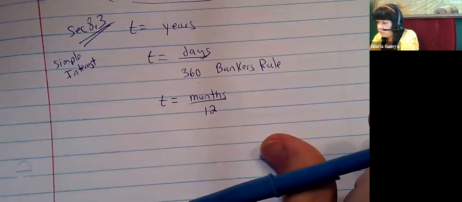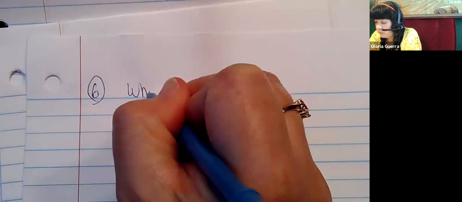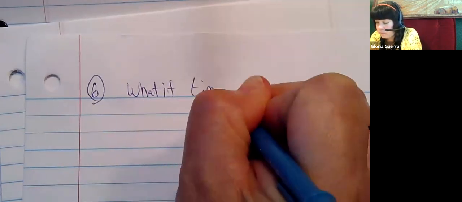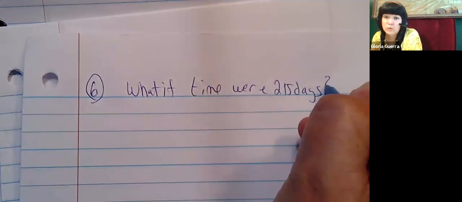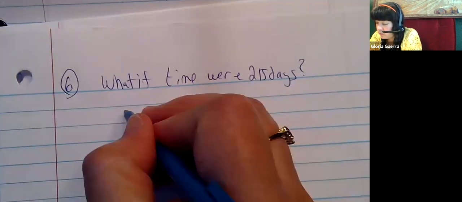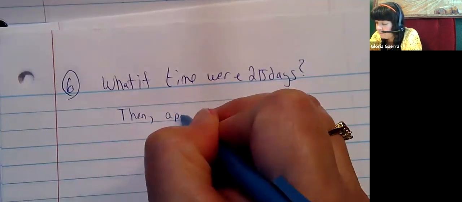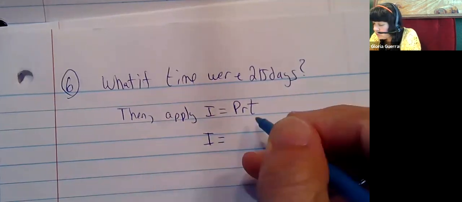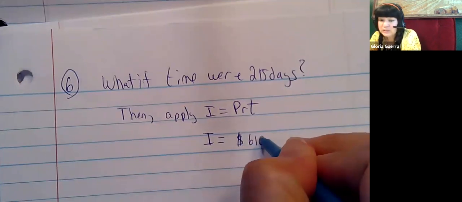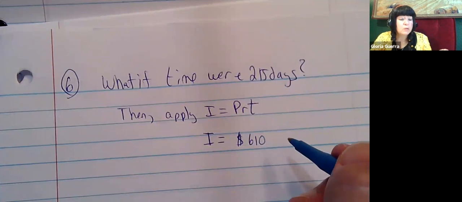Let's say, what if time were 250 days? This is still thinking about number 6. What if time were given as 250 days, as opposed to 2 years? Then when you apply I equals PRT, trying to find the interest, let's assume we're still using that 610 that they were talking about on number 6.